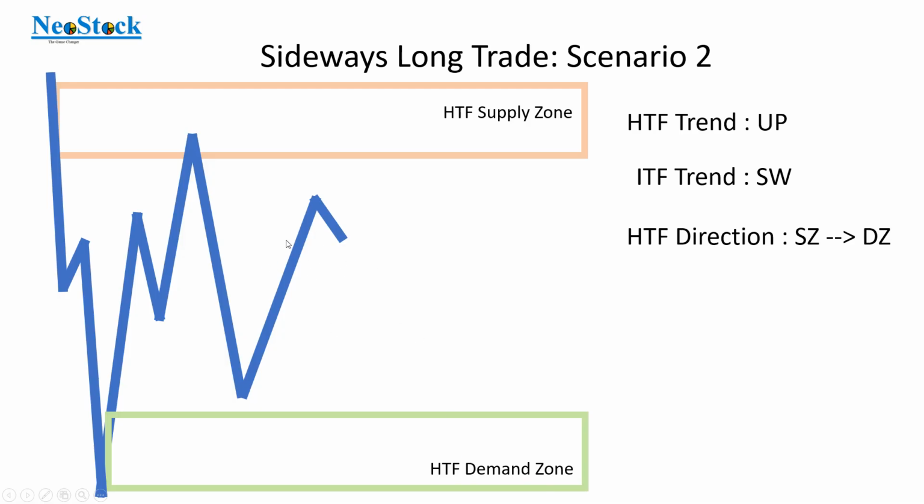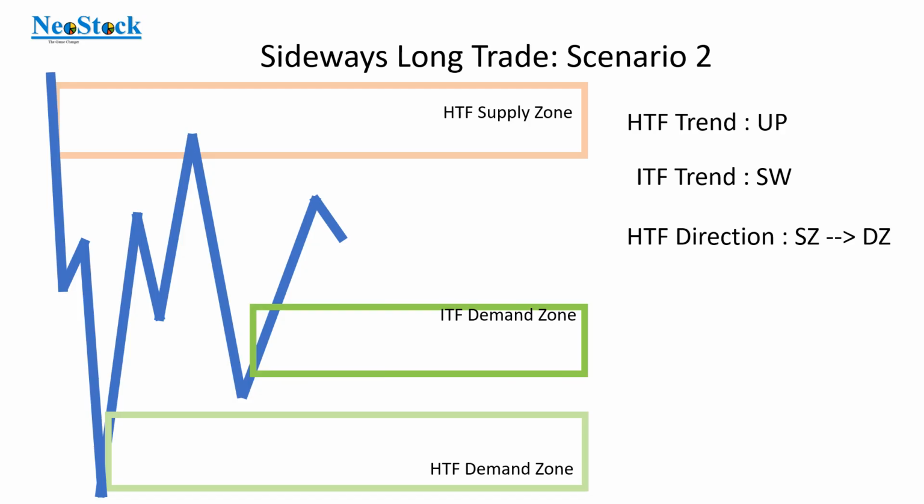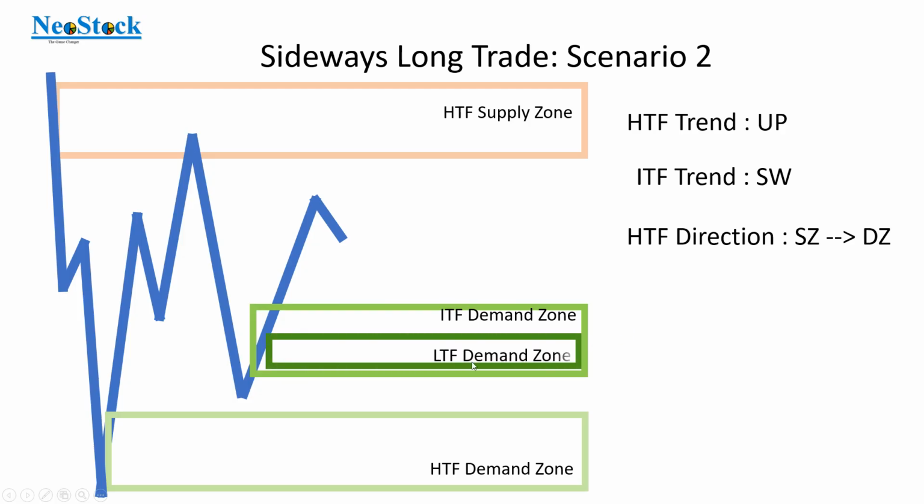In such a situation, when HTF price direction is from HTF supply zone to HTF demand zone, how do we plan our trade? Sideways long trade setup. What is another compulsory, mandatory rule? The LTF demand zone should always overlap with the ITF demand zone. See here, the LTF demand zone is overlapped with the ITF demand zone. So this is a mandatory rule for all the scenarios.